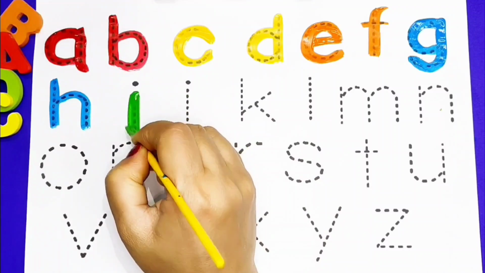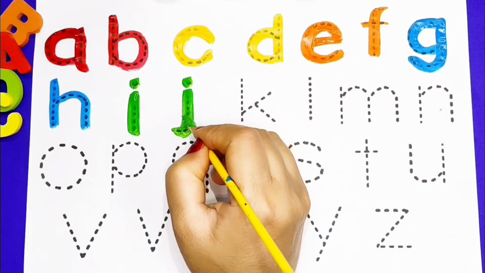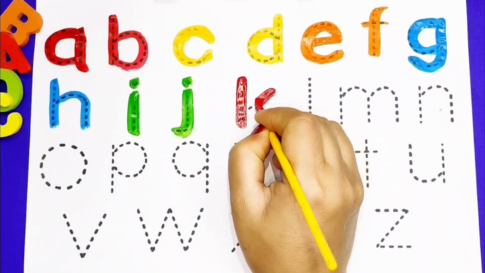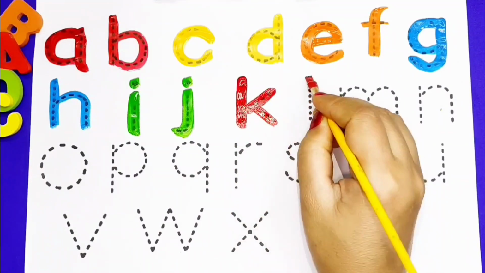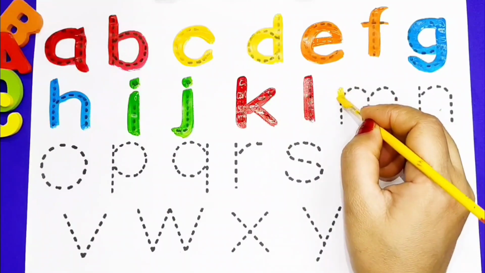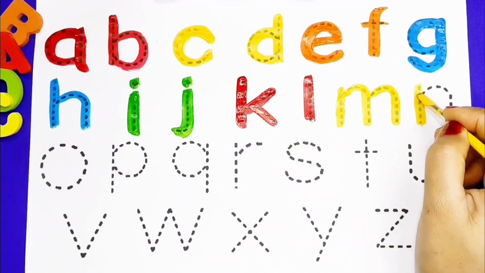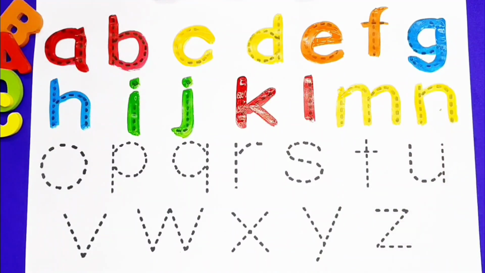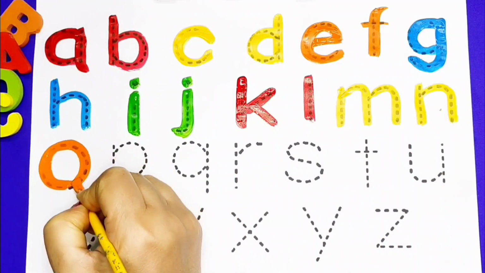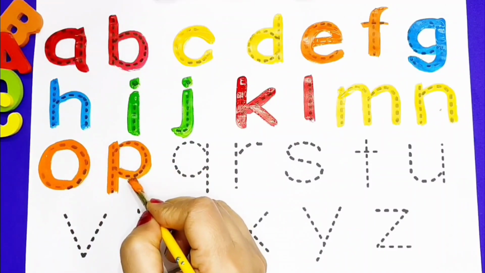Light green color. I for island. J for joker. Red color. K for kangaroo. L for lion. Yellow color. M for monkey. N for nest. Orange color. O for octopus. P for pen.